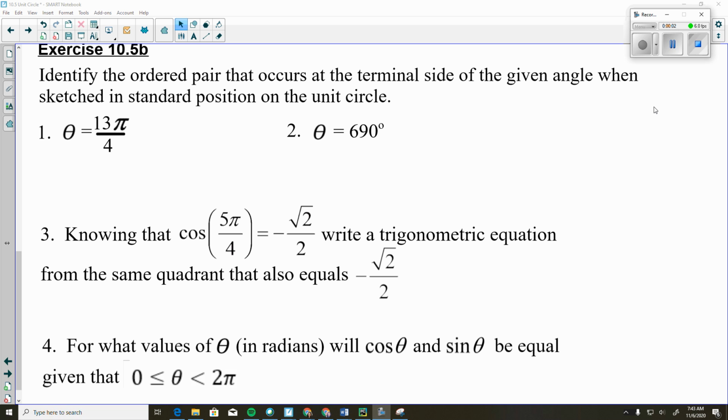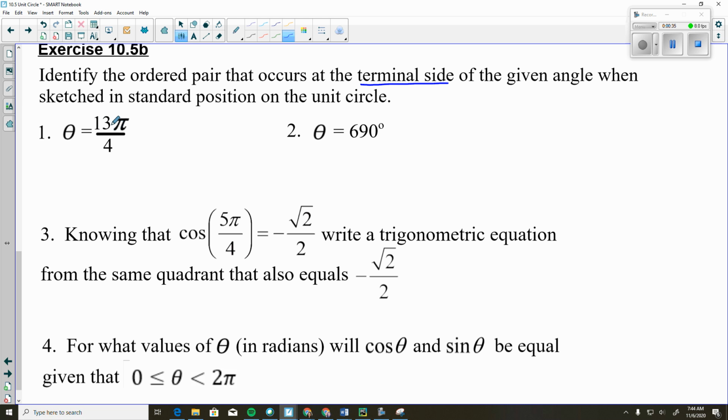In this video, we'll look at 3 more problems that you're going to encounter in lesson 5 for today. One of them is a question where it asks you to identify the ordered pair that occurs at the terminal side of the given angle when sketched in standard position on the unit circle. So this first angle, some angle theta, is at the location 13 pi divided by 4.